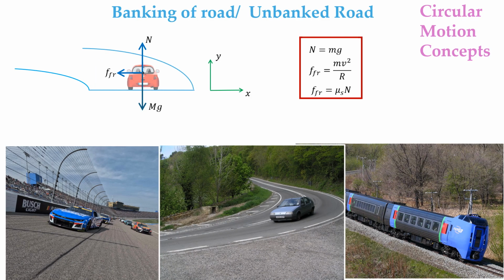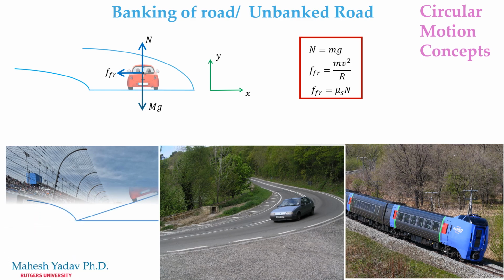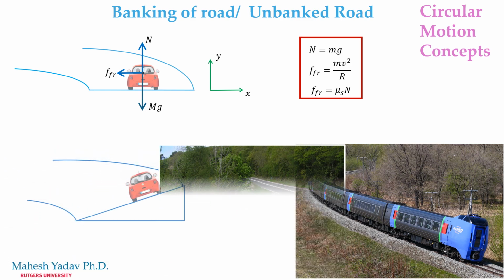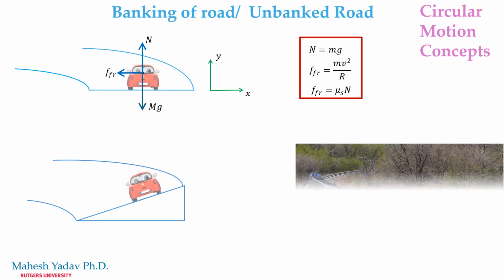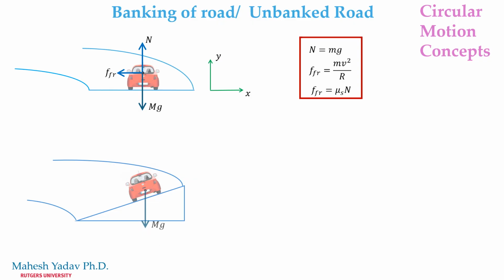Now, let us do the physics of banking the road. Let us find how many forces are acting on the car. The gravity mg always acts down, and the normal force from the road is the reaction force. The normal force is acting outward and perpendicular to the surface. We choose our coordinates such that x is in the horizontal direction and y is in the vertical direction.